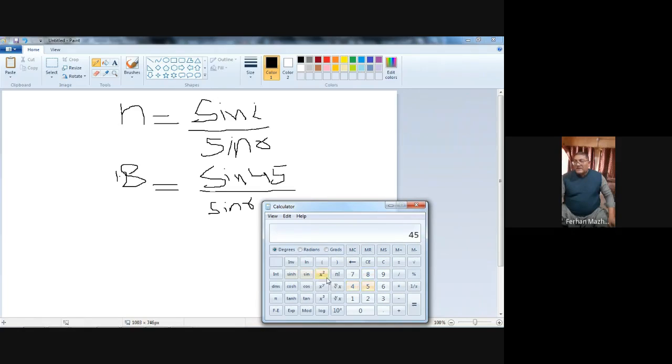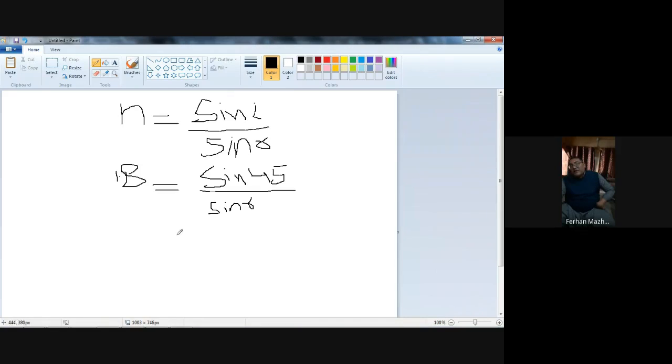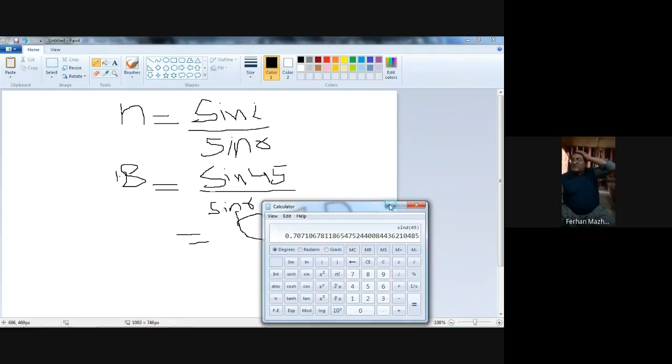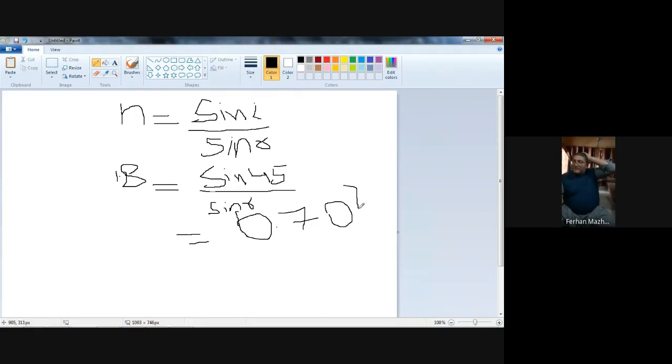So 45 and its sine. That is 0.70, divided by 0.70. 0.707. Okay. And then I will divide it by the 1.8.